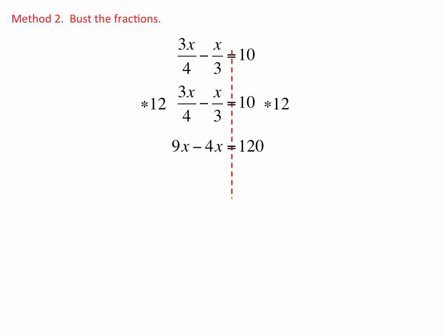Now I don't have any denominators to worry about. Now it's just a normal problem. 5x equals 120, divide by 5, and x is 24. Okay? A little bit of practice with that idea.